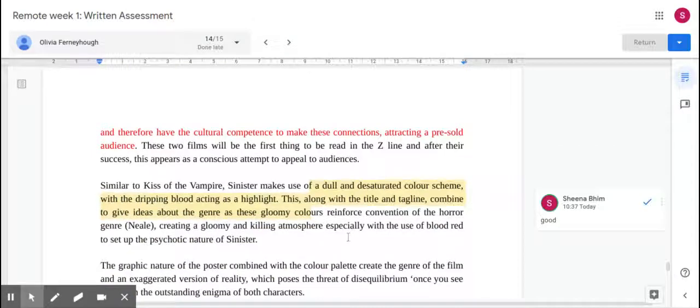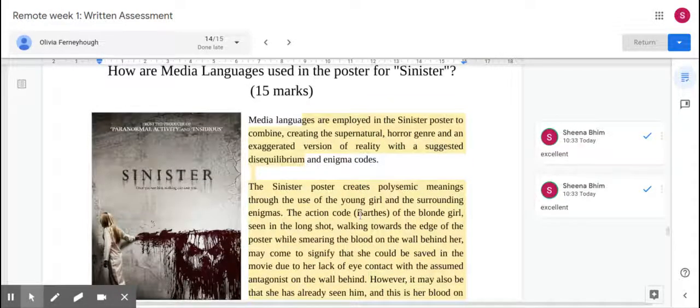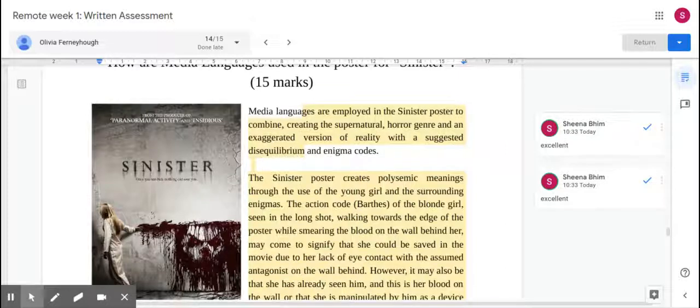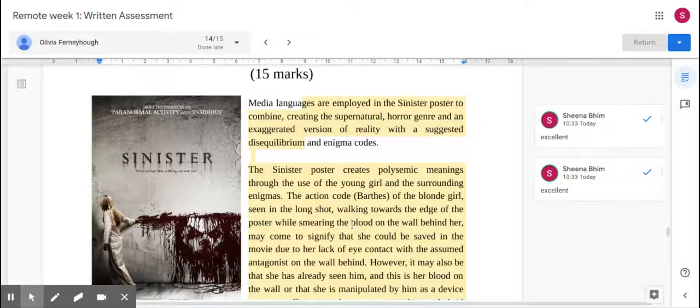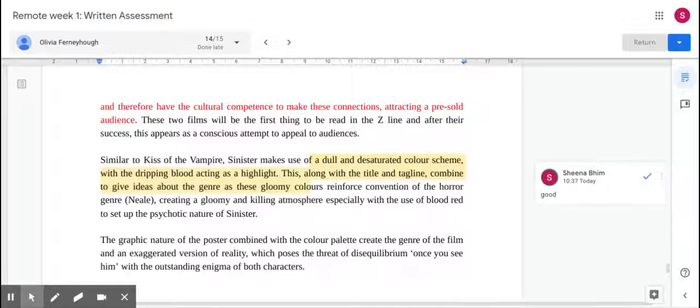Those two films are the first thing to be read in the Z line. So we have the tagline actually below the title, so towards the centre of the page. Above the title are the names of those other films, Paranormal Activity and Insidious. So the producer is playing on the importance and the success of those texts, and basically making a pre-sold package for the audience. So if the audience like those films, they know they're going to get a quality product that will offer them similar escapist feelings of fear, that thrill, that tension, that suspense.